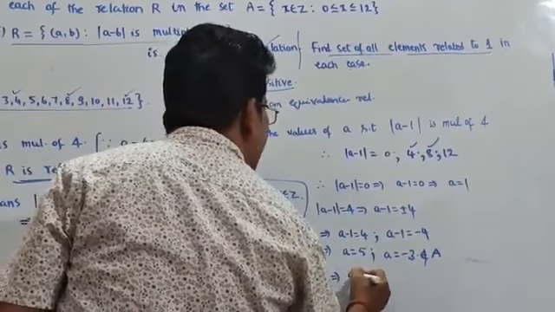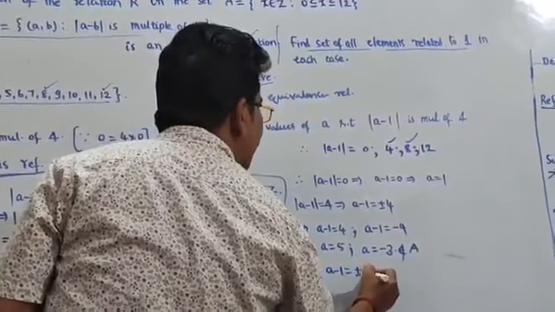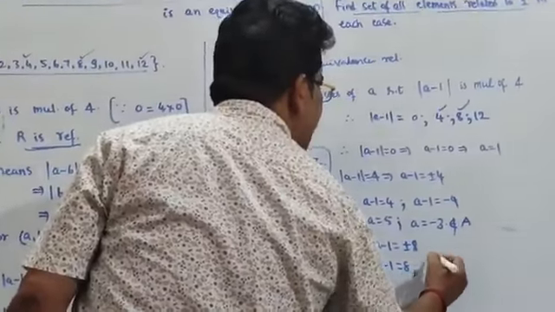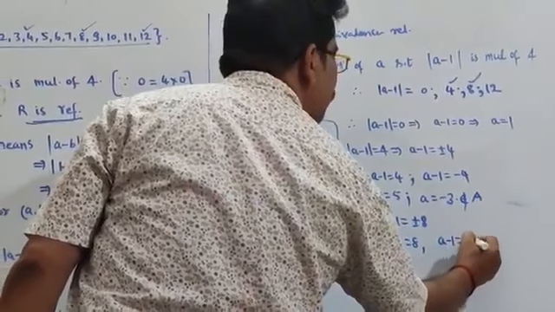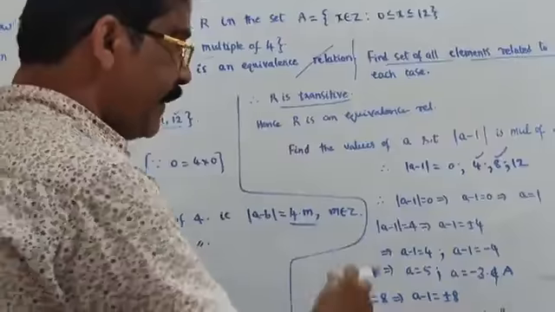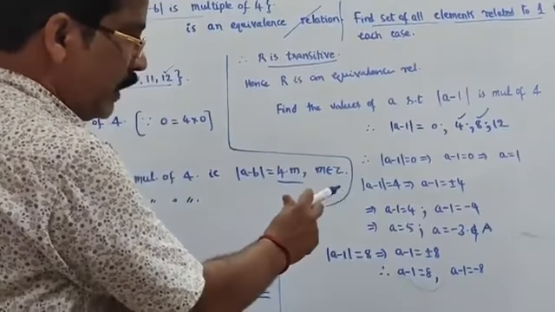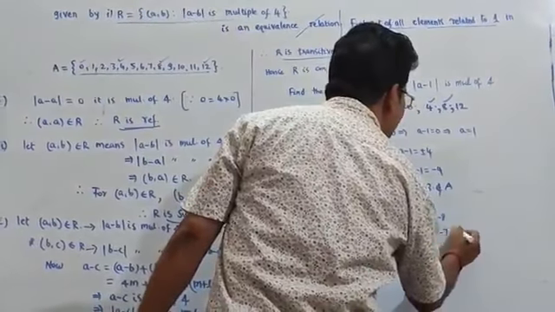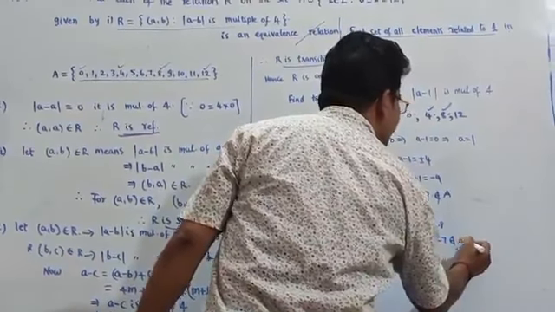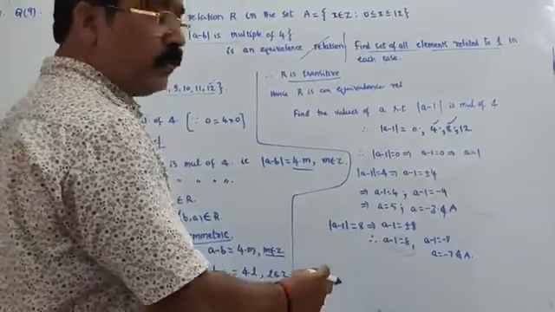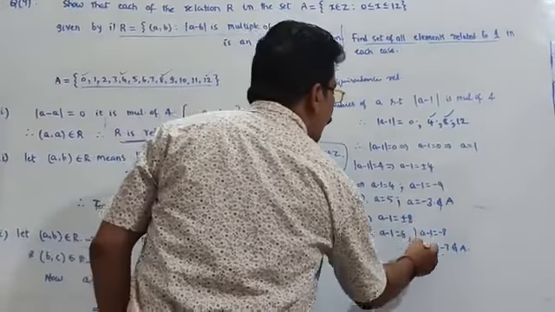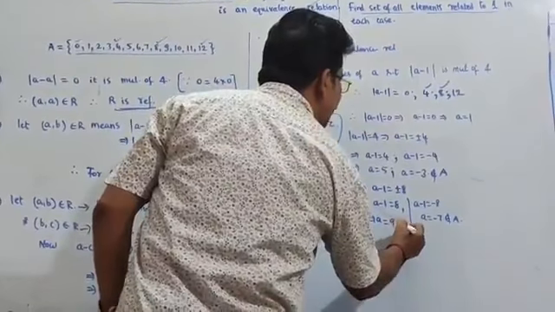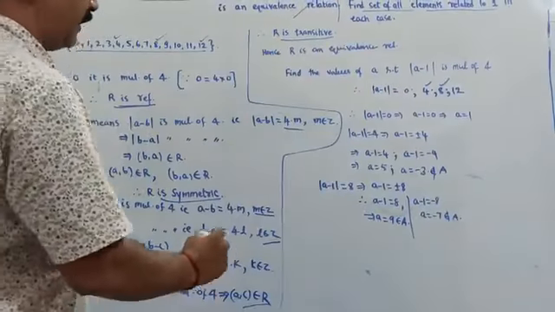So that means a minus 1 equal to plus or minus 8. Therefore, two cases will arise: a minus 1 equal to plus 8, and a minus 1 equal to minus 8. So a equal to minus 7. In this case, a equal to minus 7 does not belong to capital A, so we are going to ignore that minus 7. In the other case, a equal to 9. It belongs to capital A. We are considering that 9.